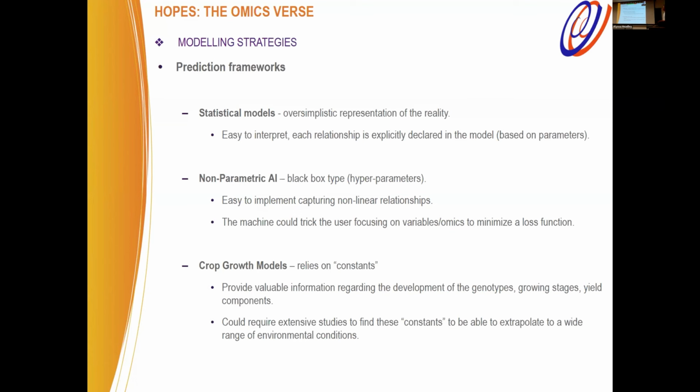And finally, crop growth models that rely on constants, right? The information that they deliver is important, right? We can learn a little more about development of the genotype, development stages, yield components. However, getting these constants might be a little complicated, expensive. You need a very comprehensive experiment to start learning a little bit more about these constants, whether you set the CN, et cetera, et cetera. So these are some of the methodologies that we can implement.